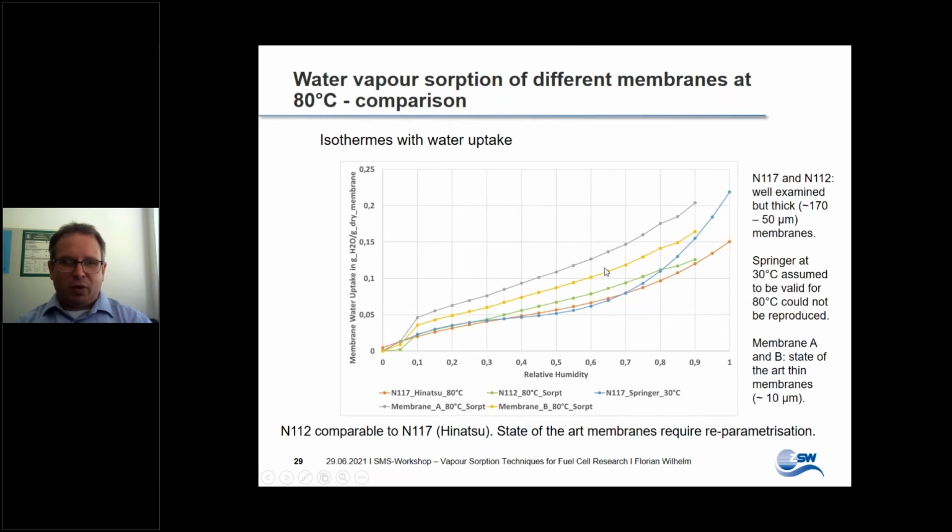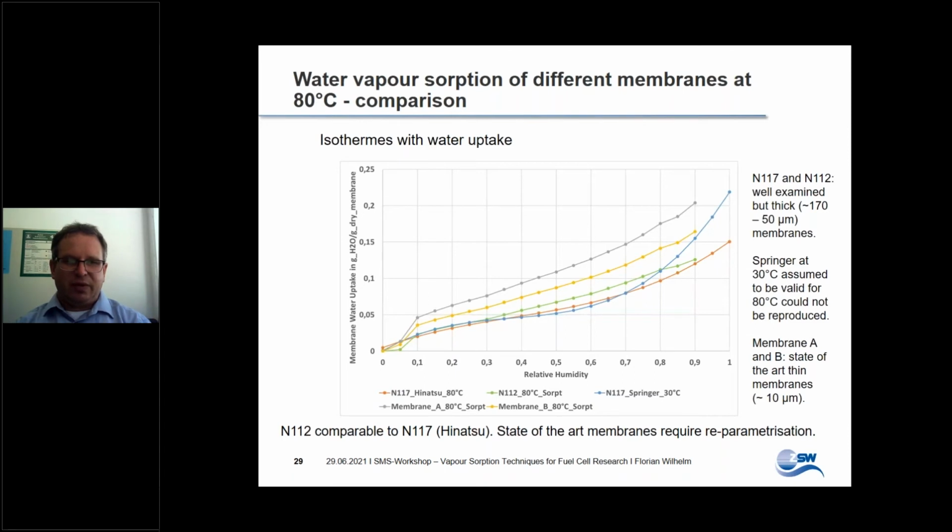But going to the more modern membranes, the state-of-the-art material, you can clearly see that the behavior is different, and the modeling with the, so to say, old parameters for the N117 will not result in the right quantitative answer that we are aiming at. Just a few differences between the materials.